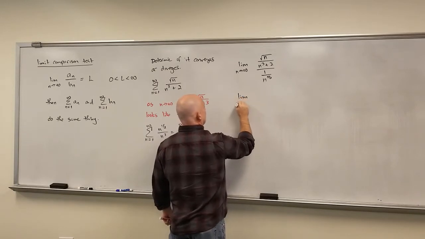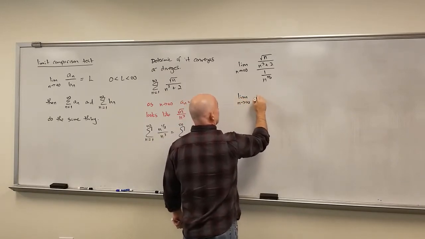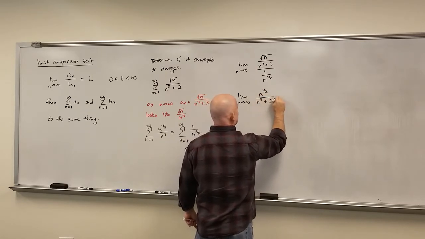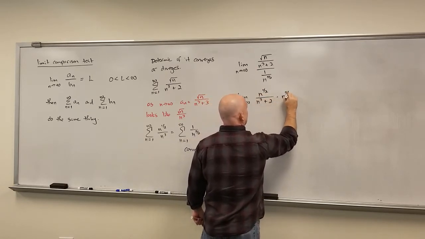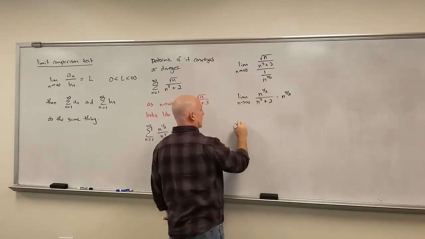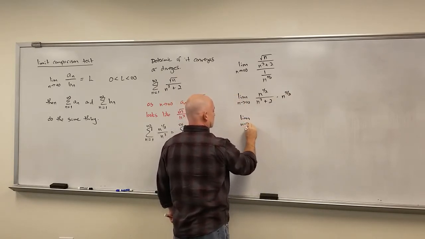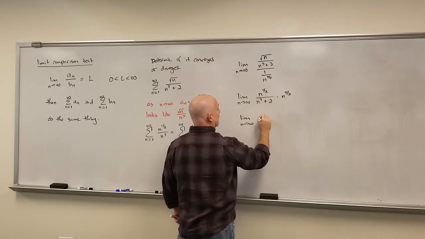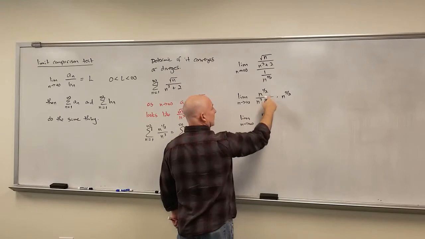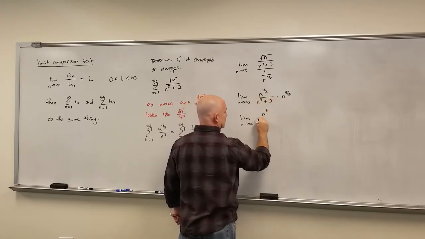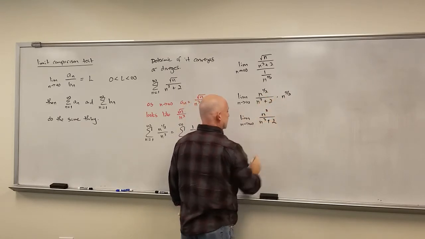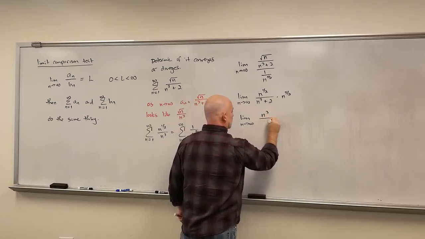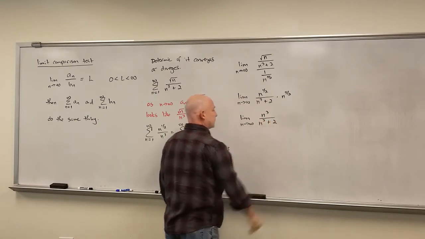This is going to be the limit as n goes to infinity of n to the 1/2 over n cubed plus 2 times n to the 5/2, right? Flip and multiply. So it's the limit as n goes to infinity. If we're multiplying, we have like bases, so we're going to add our exponents. So it's going to be 1/2 plus 5/2 is 6/2, which is 3: n cubed over n cubed plus 2.